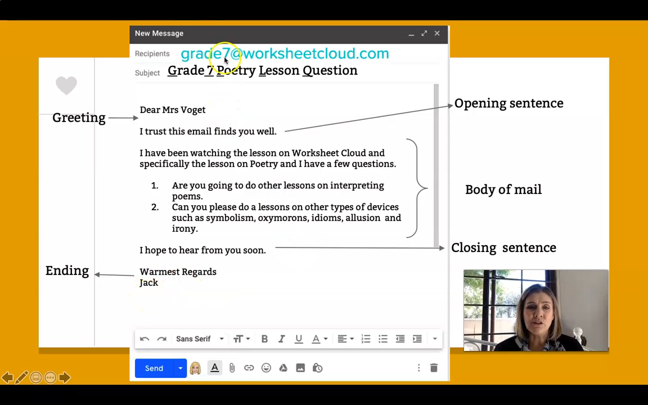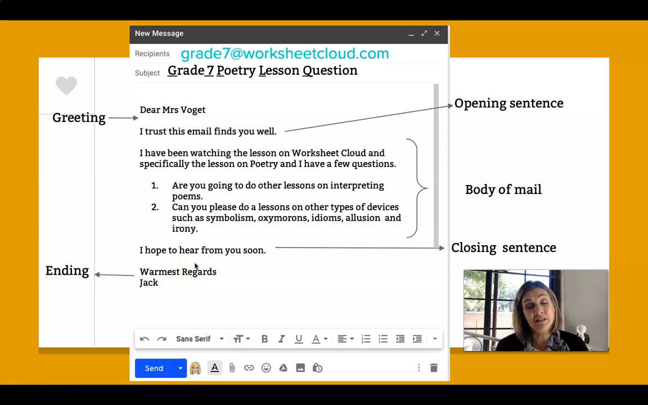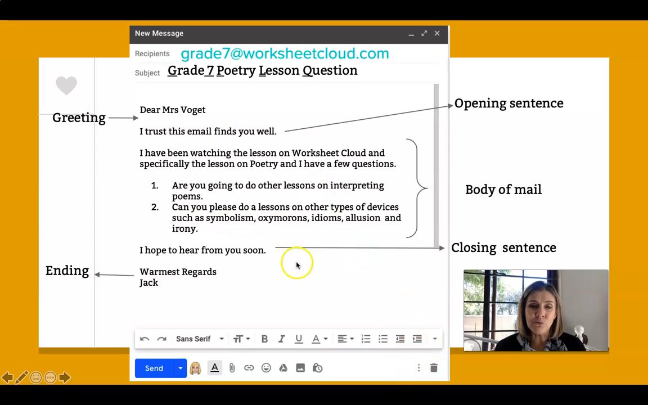So just take a look that you've got everything sorted. You've got the greeting. You've got the opening sentence. You've got the body of the email. You've got a good closing sentence and your ending is correct. There's a certain layout. And believe me, your teacher will be impressed, because I'm sure you have to email your teachers every now and then. So make sure that you are using the correct things. And then remember the 3 dots at the bottom. That is to make sure that when you've typed all of this up, you can then check your spelling.